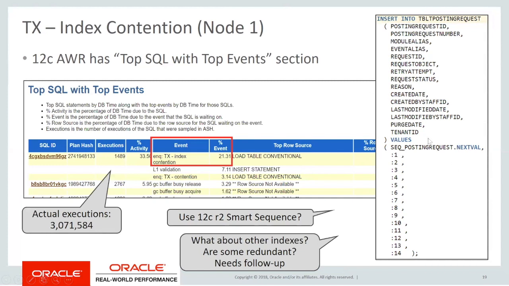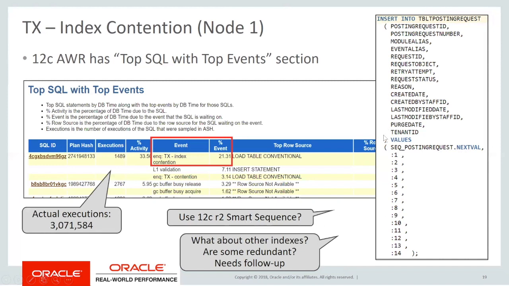Now, this being 12.2, we could probably try mitigating this by changing this into a smart sequence. Since 12.2, we have a smart sequence that uses the session ID and the node ID information to distribute inserts into this B-tree, not only at the far right bottom of the B-tree, but at different sections inside the B-tree. If you've never heard of it, you might want to look up in the documentation what the release 2 smart sequence feature is.